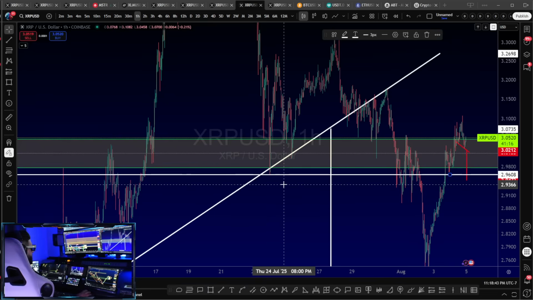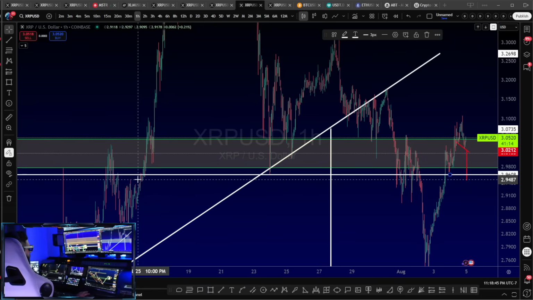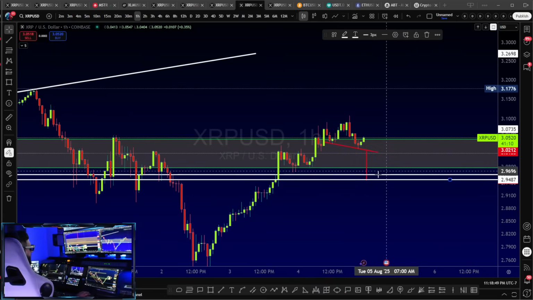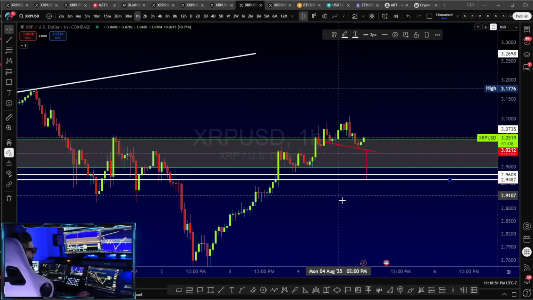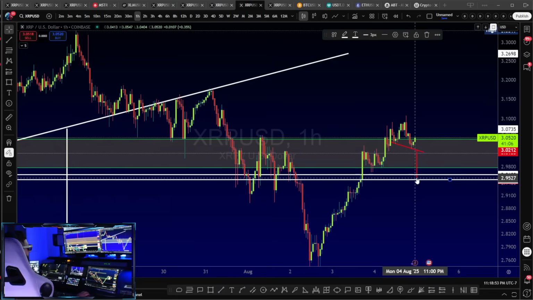So 296 is there for us to evaluate, and we have one more down here at 294.87. So these are going to be your liquidity grabs to the downside. Of course, we can always make lower, right? But this is presently what's happening.